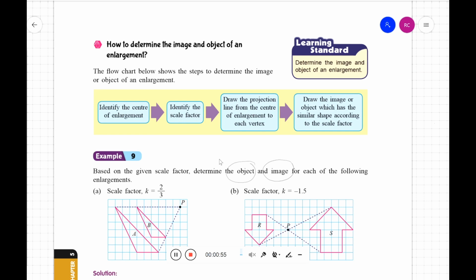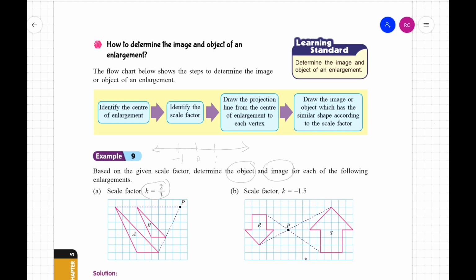For the first question A over here, the scale factor is already given, which is 2/3. From the scale factor, we are able to determine the image or the object based on the number line that we have learned, right? If you have memorized properly, you don't have to always draw this out. But if you can't, then no choice.